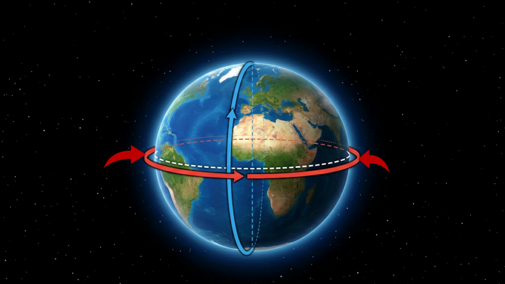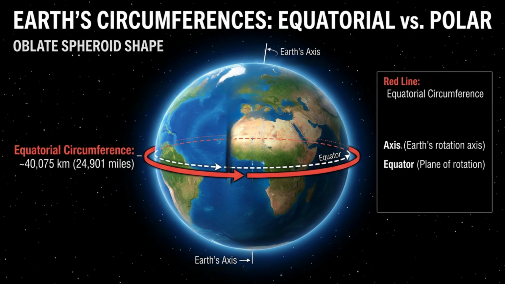Imagine wrapping a giant measuring tape around Earth at its widest part, the equator. The length of that tape would be about 40,075 km. The equatorial circumference is the distance around Earth at the equator, which is the planet's widest part. It measures about 40,075 km.